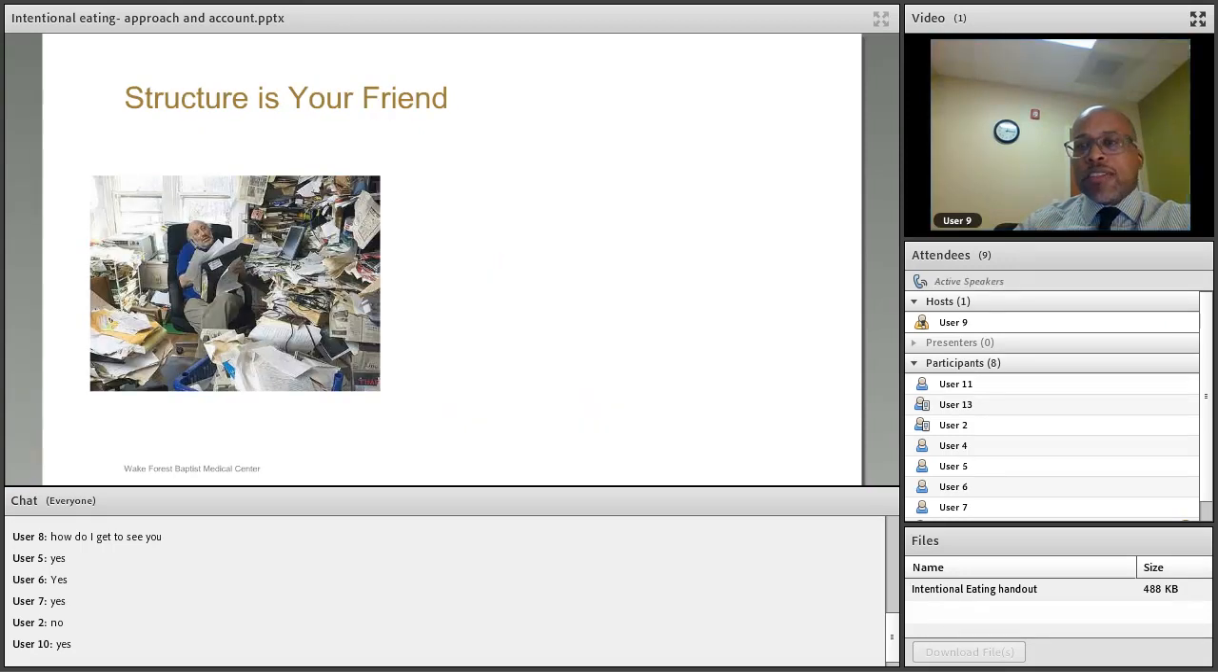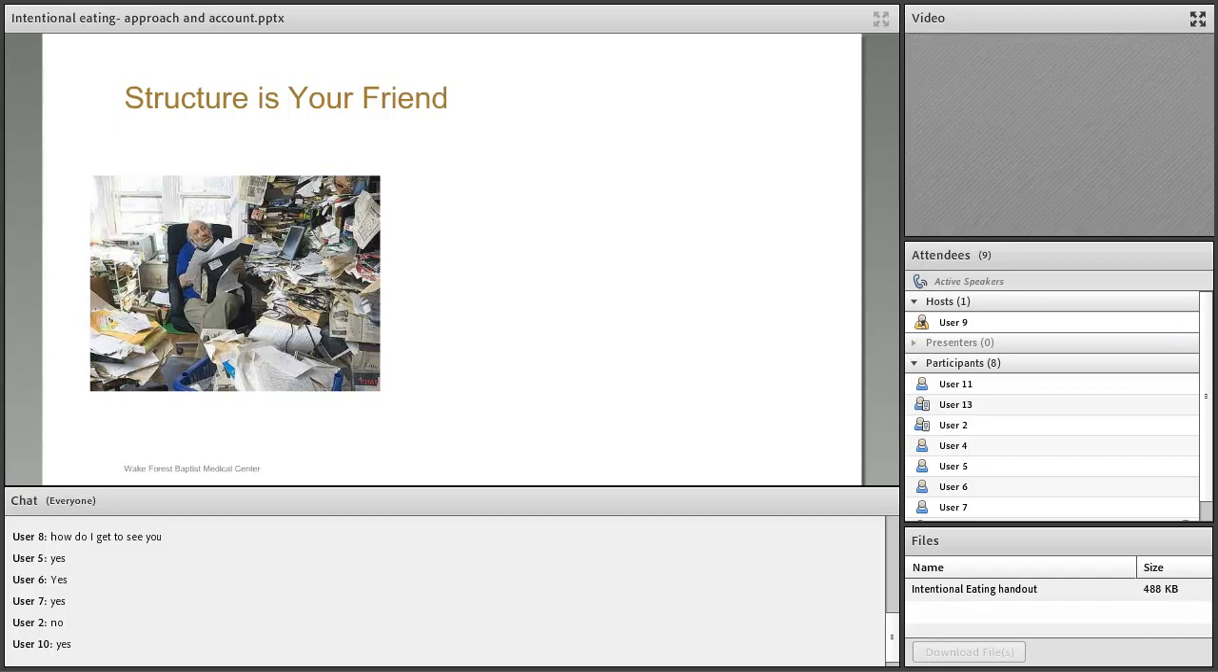Structure is your friend. Some of us may have seen an office like this, where this person probably thinks, I know where everything is in this office, right? We've got friends like this. We know people who have spaces like this. Nobody else could live in them, but they can.